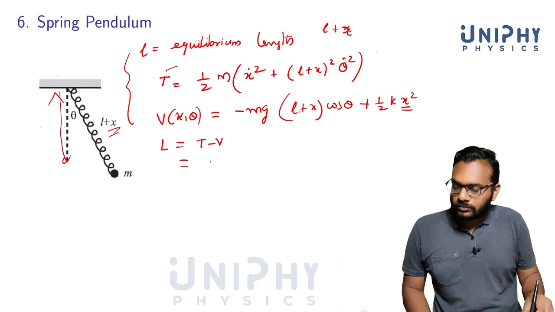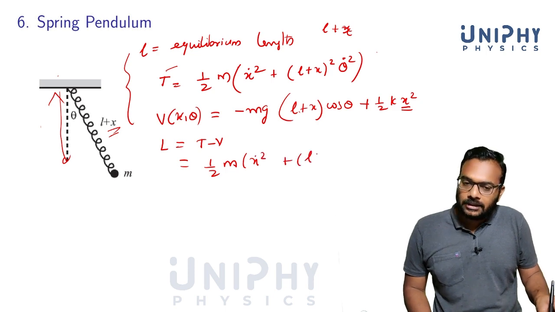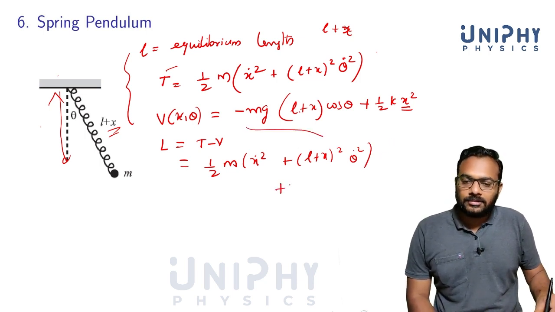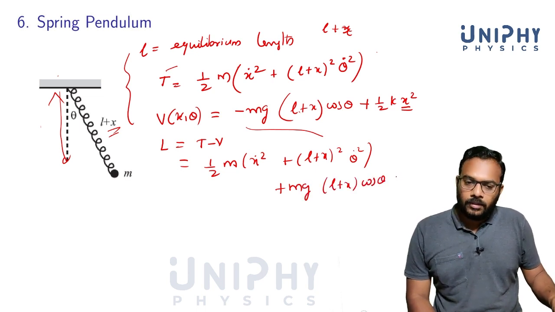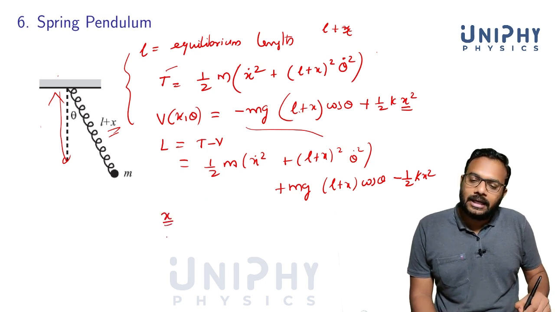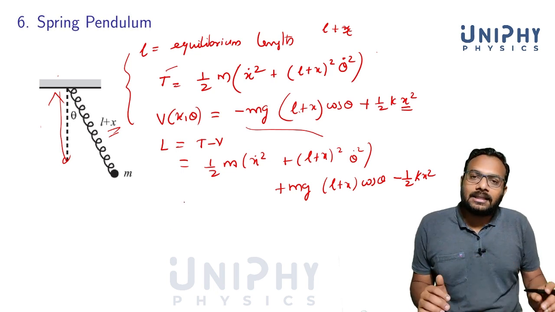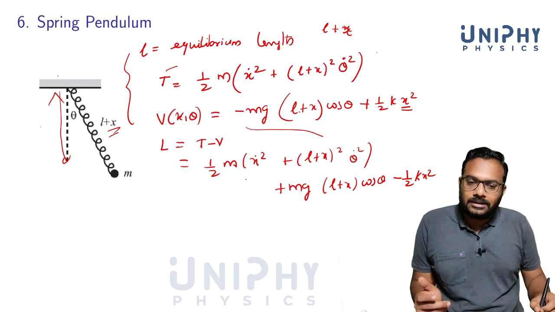And that's equal to half m times x dot square plus (L plus x) square theta dot square. And here there's a minus sign, so it becomes plus mg (L plus x) cos theta minus half kx square. Again, this may look complicated, but you don't have to worry. You first find the equation for x and then the equation for theta. You can find them independently, and they involve only partial derivatives with respect to x and theta, or x dot and theta dot.